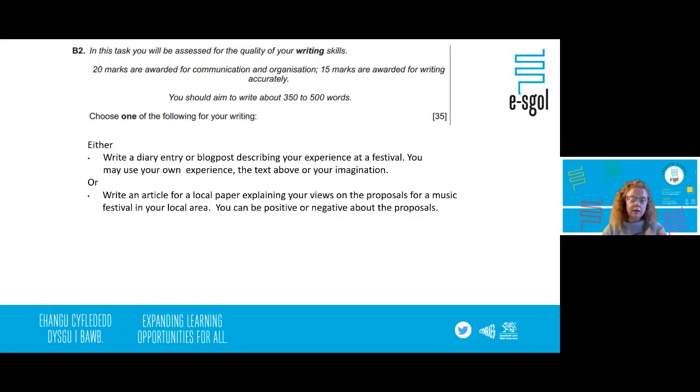So you have 2 tasks here. One says write a diary entry or blog post describing your experience at a festival. So remember, this paper is description, narration or exposition. Well, that's a description, isn't it? Describing your experience at a festival. The second choice, write an article for a local paper explaining your views on the proposals for a music festival in your area. You can be positive or negative about the proposal.